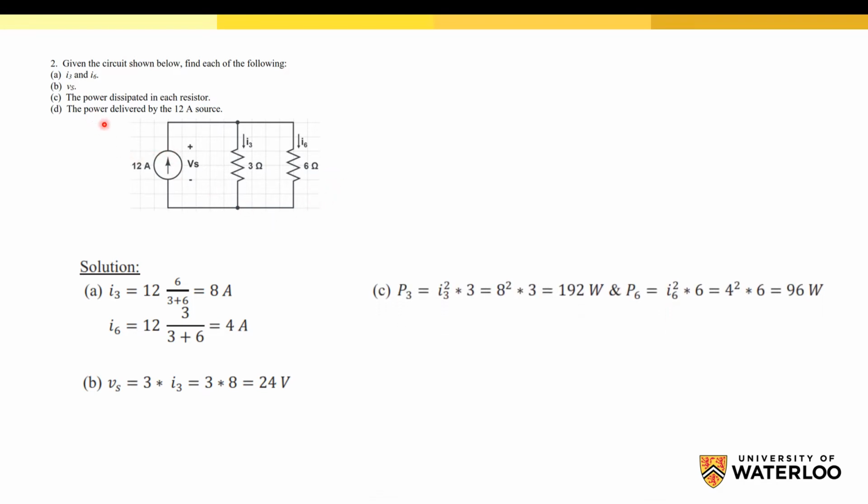And finally, the power delivered by the 12 amp source. We know the current, and we know the voltage across this current source, so we can multiply the voltage times the current to calculate the power delivered by this source. So that's all for this question.